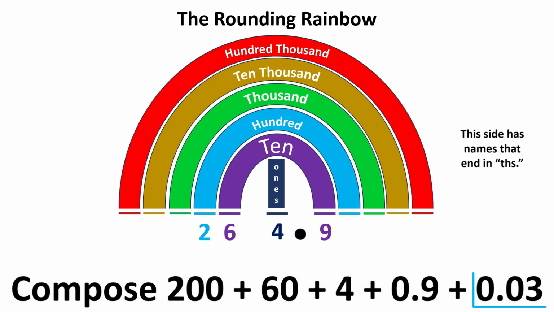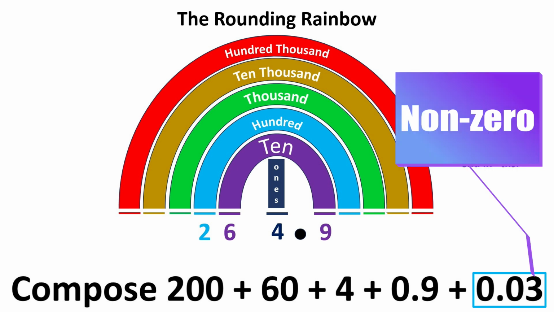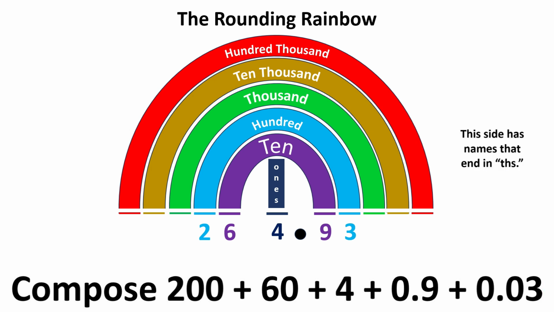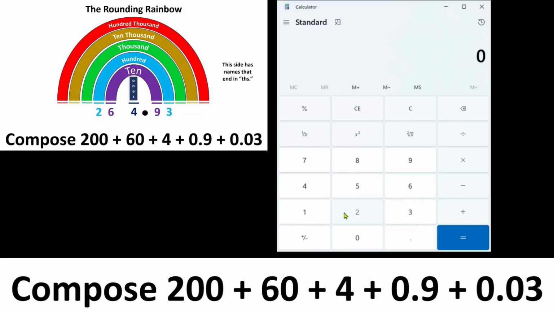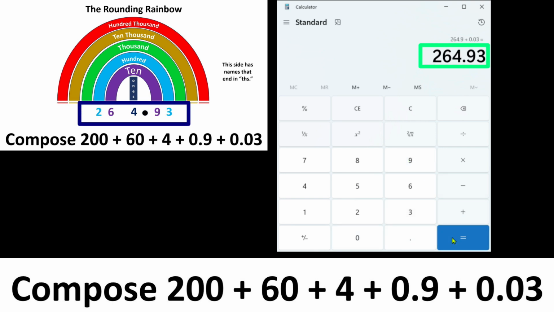Now let's turn to the next number. There's a 0 in the ones place and a 0 in the tenths place, but a 3 in the hundredths place. The 3 digit is the non-zero digit in this number, so we'll write a 3 in the hundredths place. This is the final number. This is the answer. If we want, we can confirm this with a calculator. 200 plus 60 plus 4 plus 0.9 plus 0.03 equals 264.93.